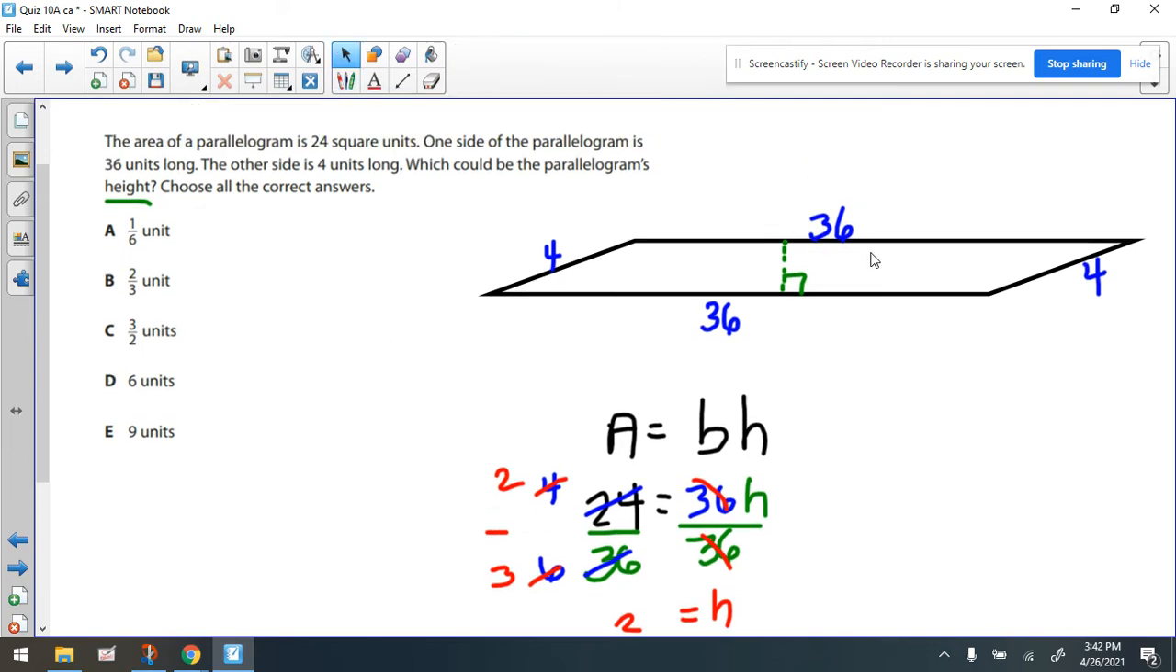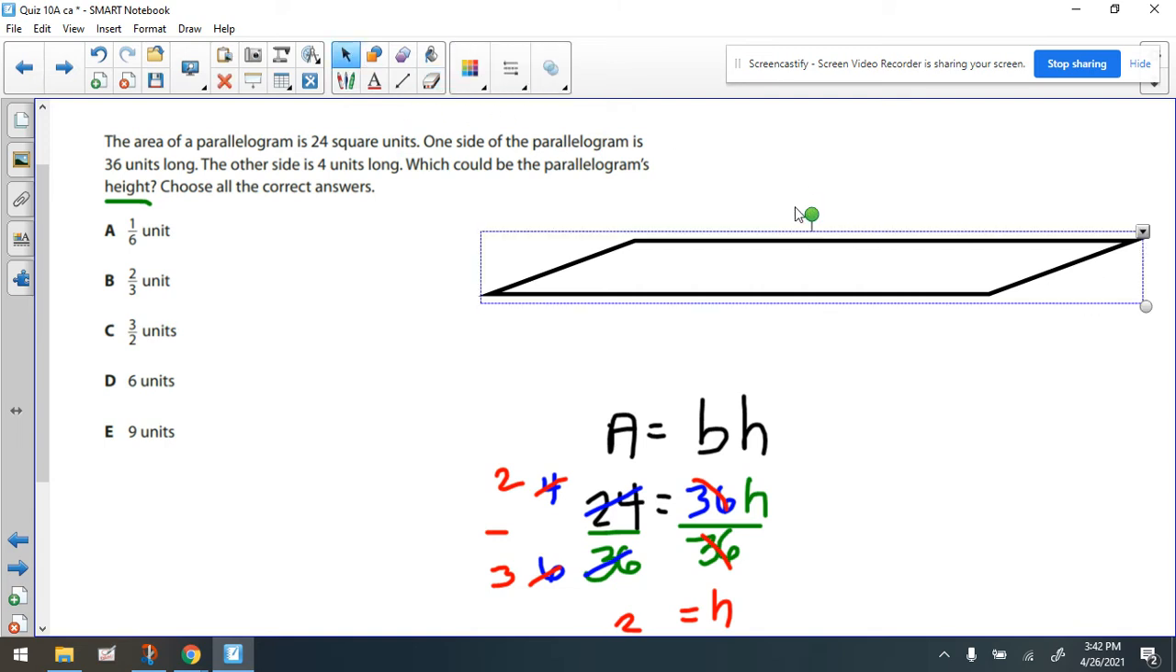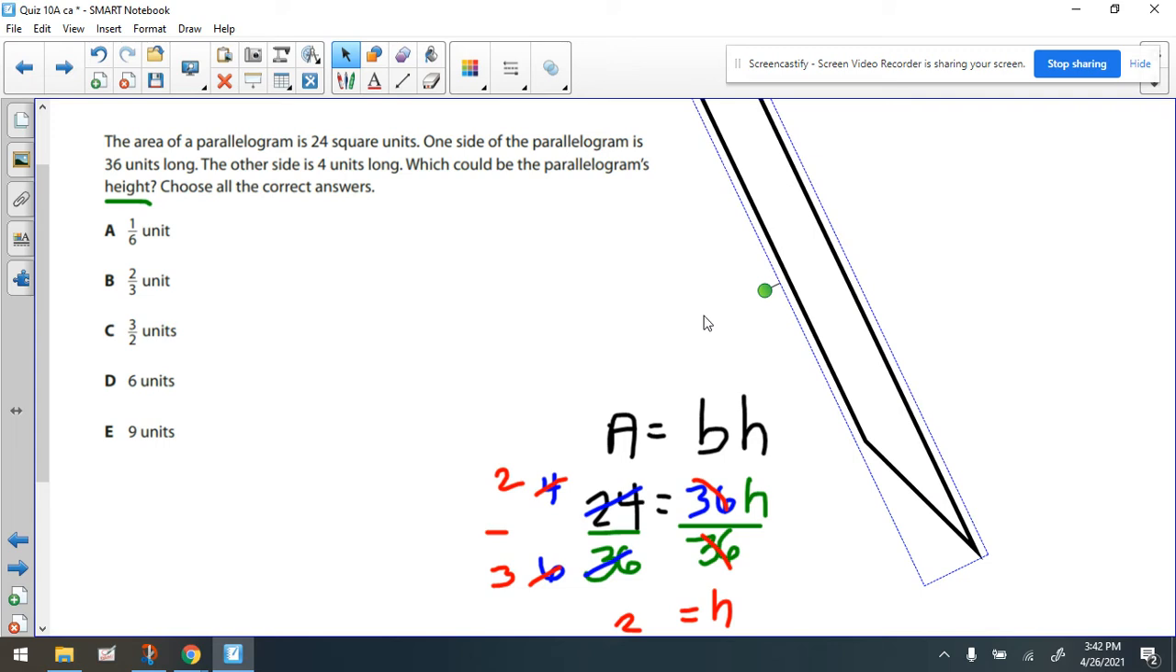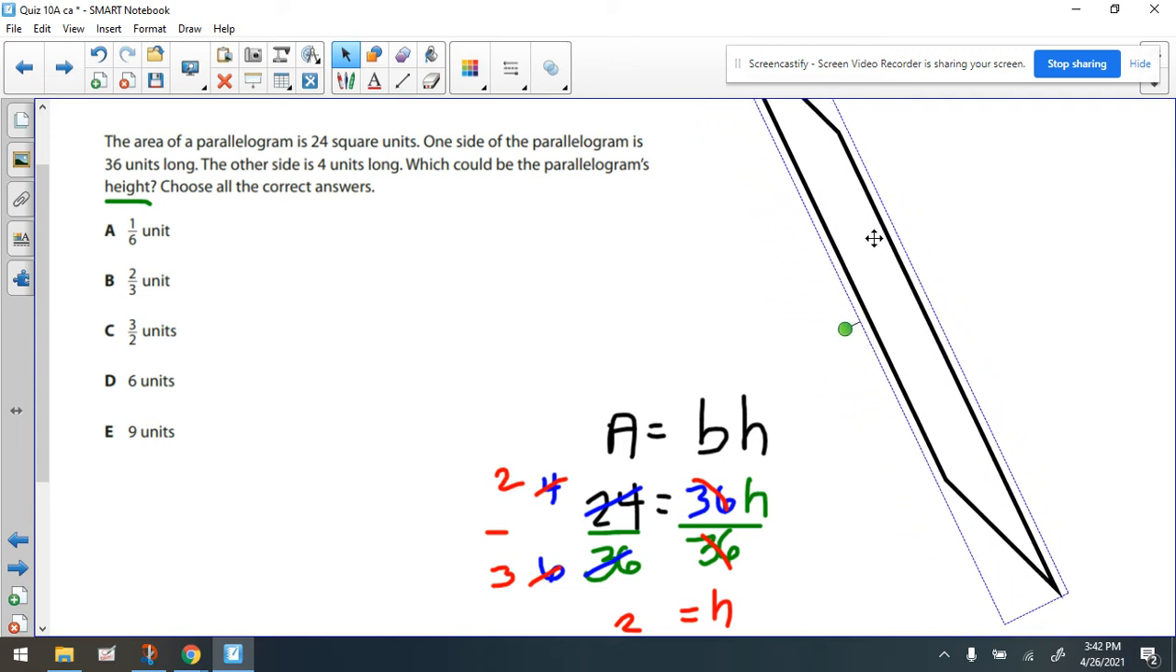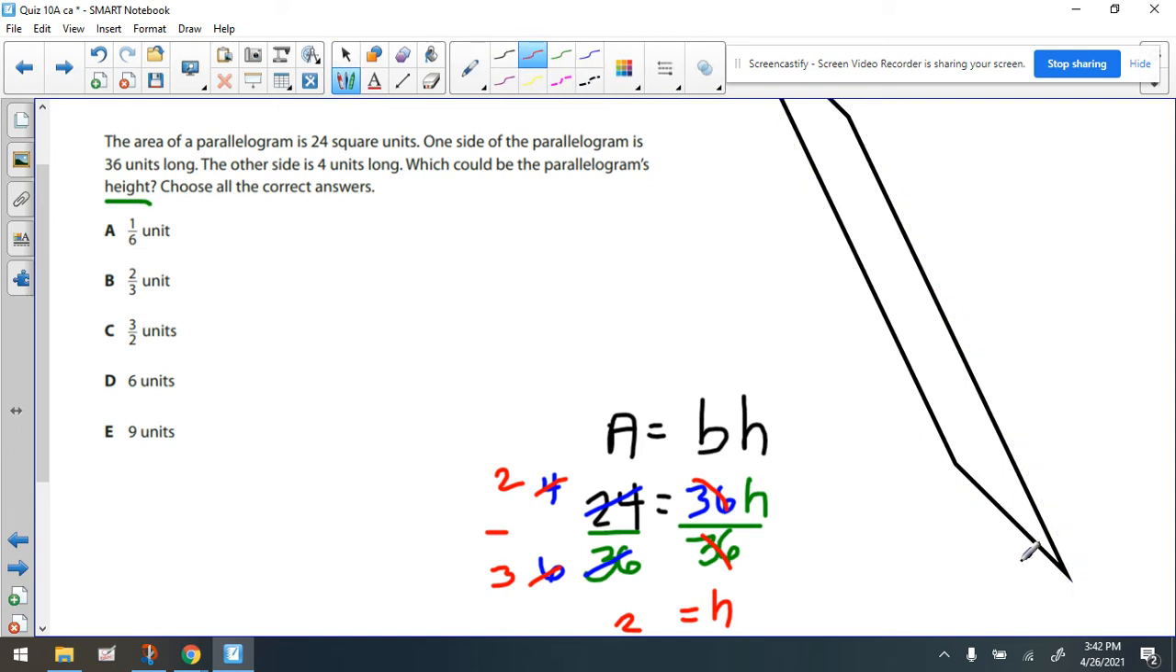What if I turn this thing around? Right, let me turn this thing around. And I call the 4 the base. So that doesn't really quite fit on the screen. But if we call 4 the base, then we have to decide what would be the height in that case. So we have to kind of repeat this again. Area equals base times height. And we already know the area is 24, so let's substitute that in.